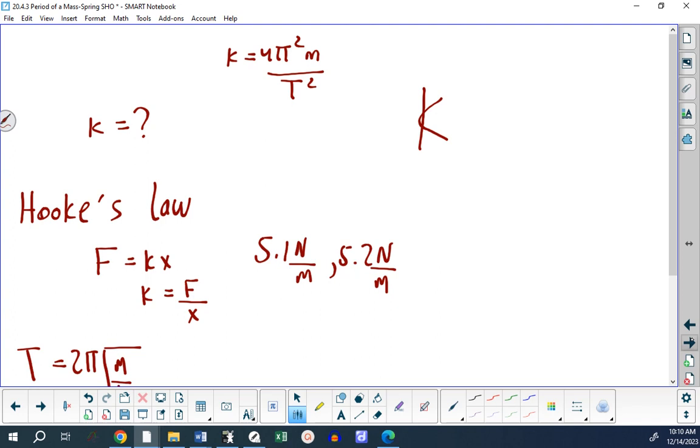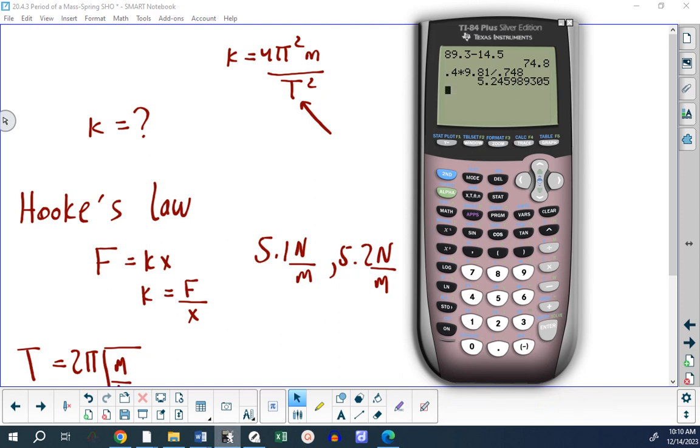So we need to divide 6.2 by 5, and we get 1.24. So we're going to put that here. The mass is 0.2 kilograms. So it's 4 times pi squared times the 0.2 kilograms divided by 1.24 squared.